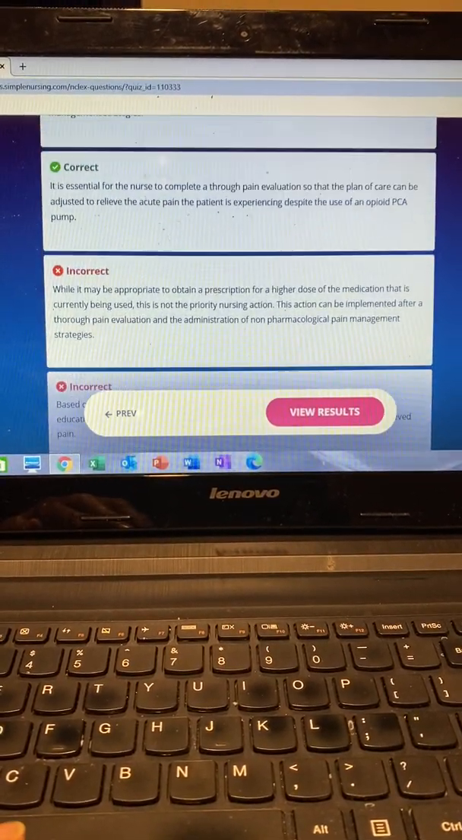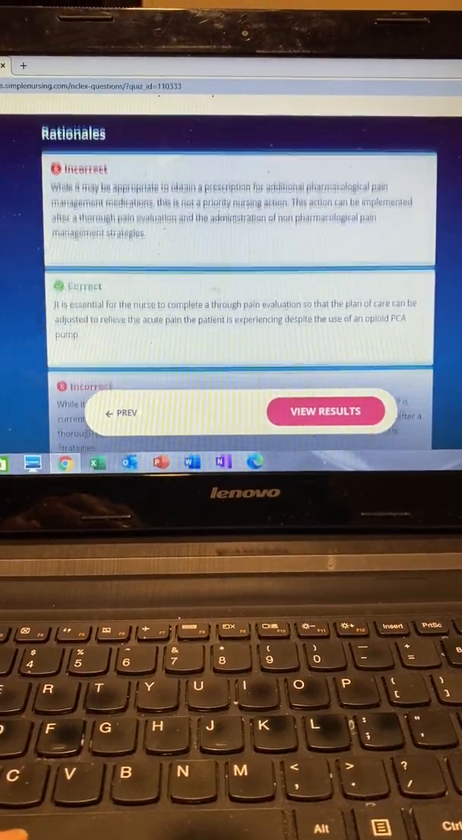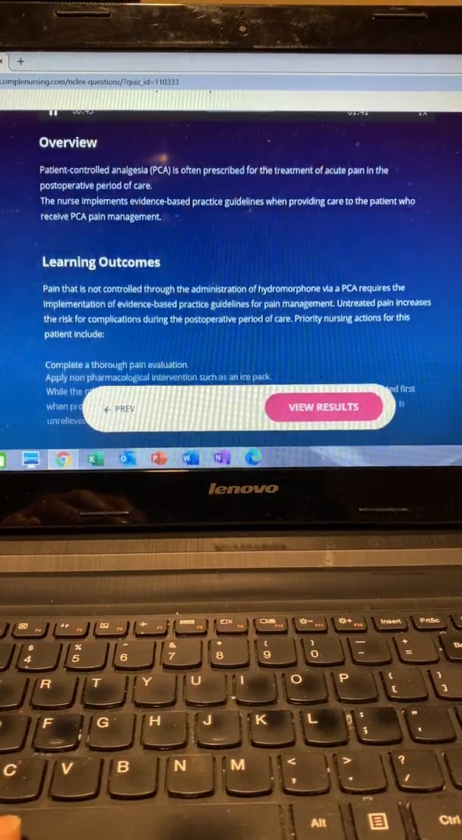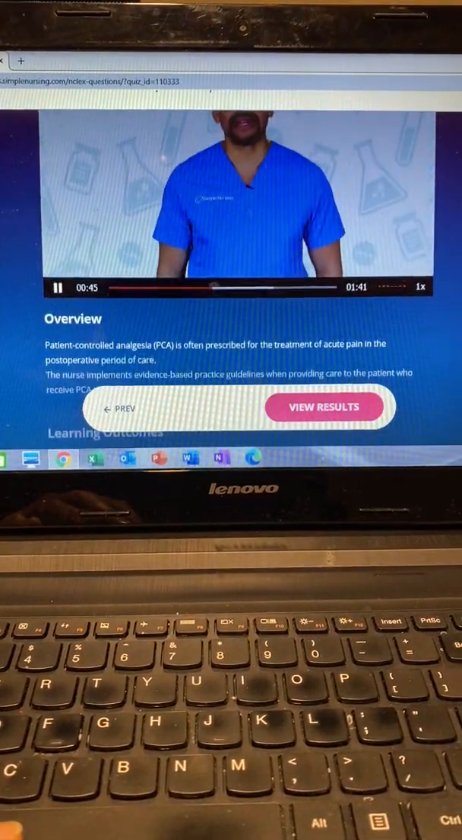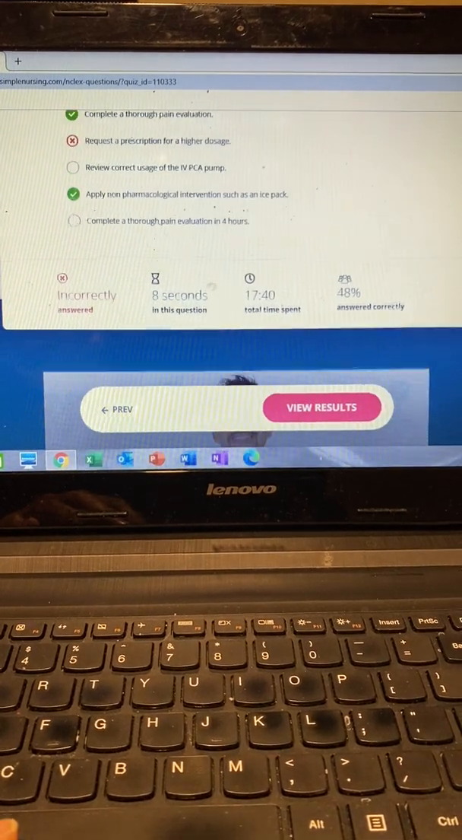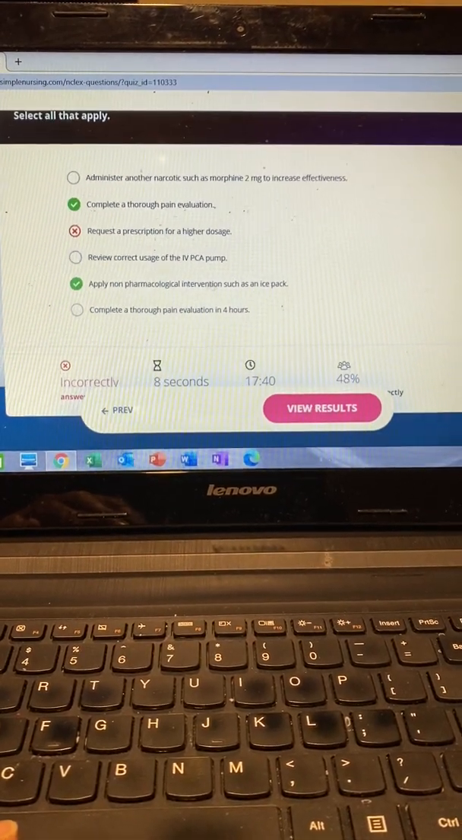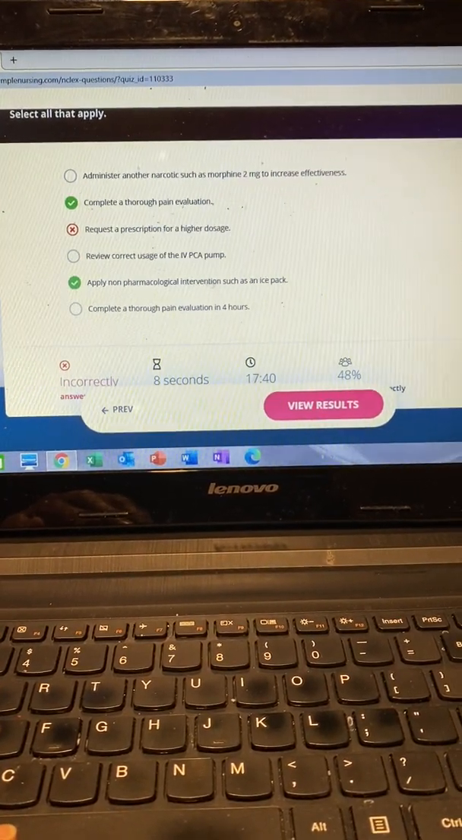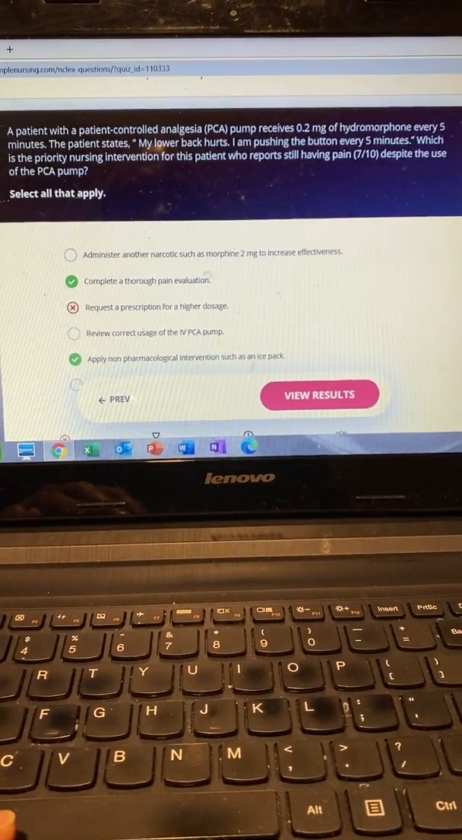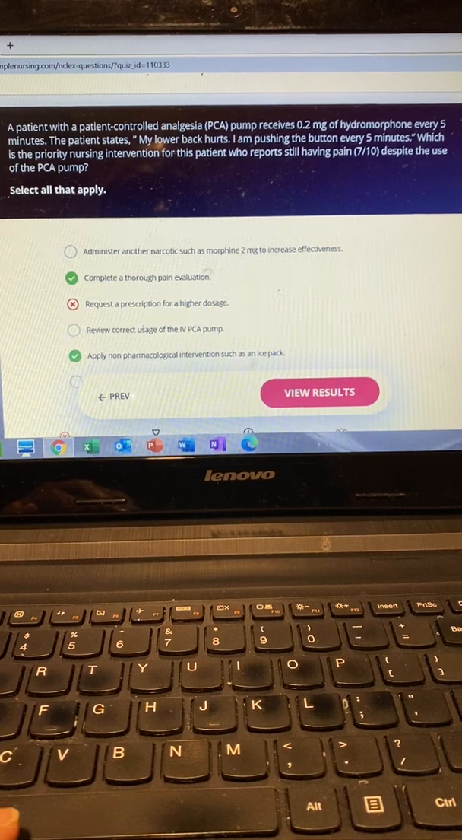Option number 1 is incorrect. Technically, we need an order before we give more pain medication. So option 1, incorrect. Now option 2 is always correct here, guys. We always do an assessment. For increased pain, we increase the assessments. So always we evaluate PQRST or OPQRST for any type of pain.